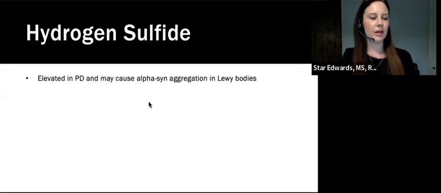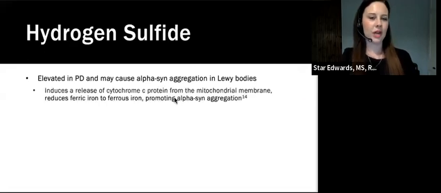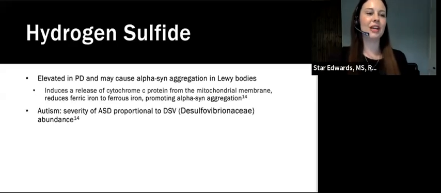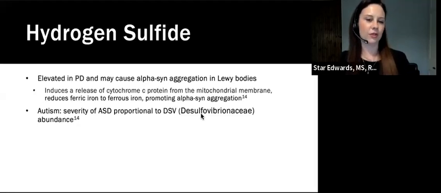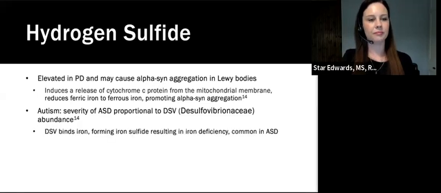It is elevated in Parkinson's disease, and it may cause alpha-syn aggregation in Lewy bodies. It induces a release of cytochrome C protein from the mitochondrial membrane, reduces ferric ion to ferrous iron, promotes alpha-syn aggregation, and in autism, they find that the severity of autism is proportional to Desulfovibrio, which is a family of hydrogen sulfide producers. So the higher the Desulfovibrio and hydrogen sulfide production, the worse the autism tends to be.